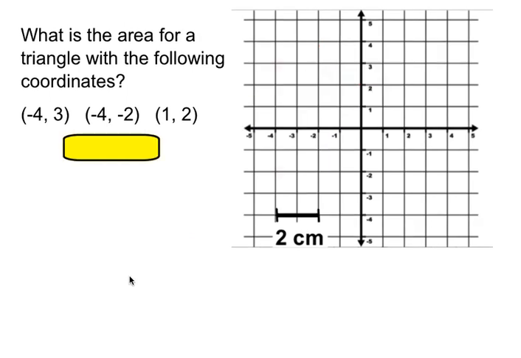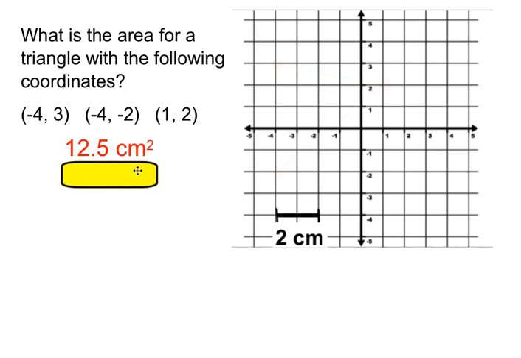Okay, why don't you give this problem a try? You might have to sketch out the coordinate plane in order to do it. Pause the video. All right, what is the area for a triangle with the following coordinates? Well, the answer to this problem is 12 and 5/10 square centimeters.